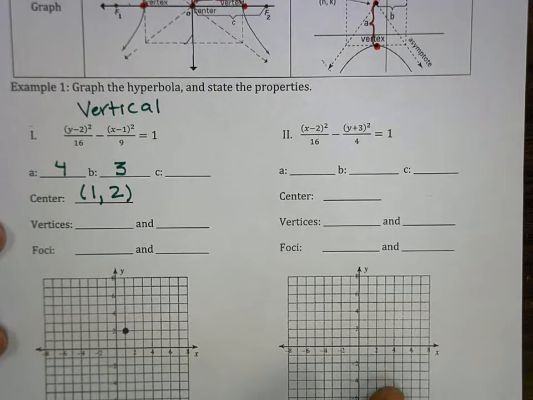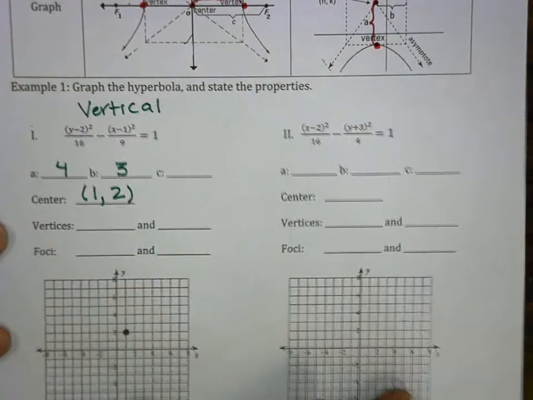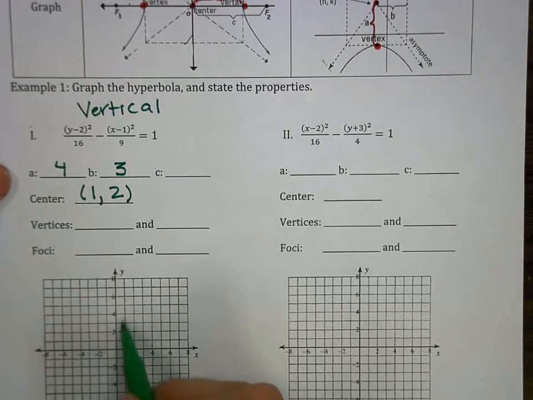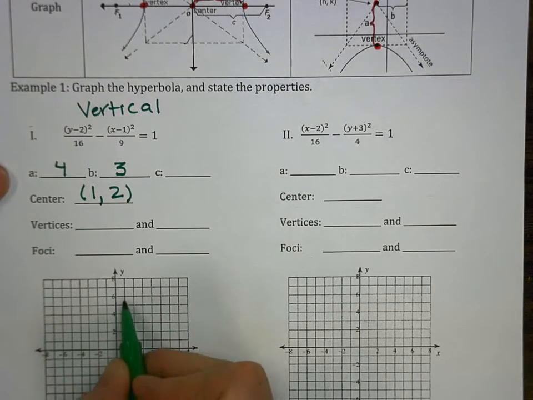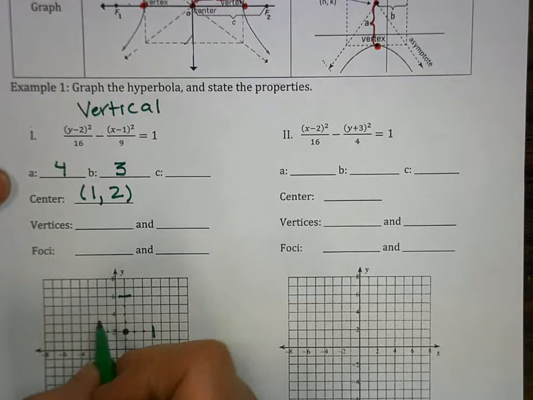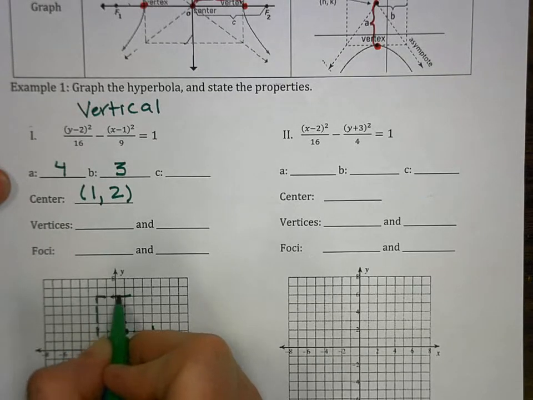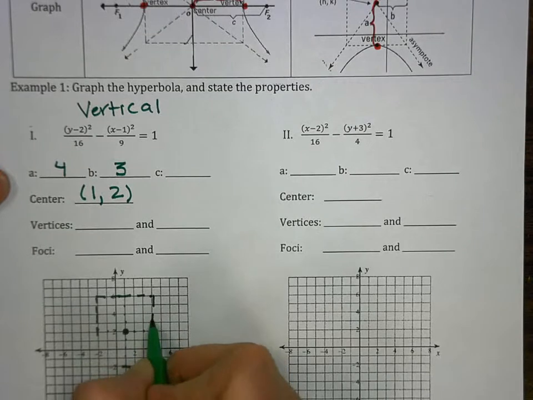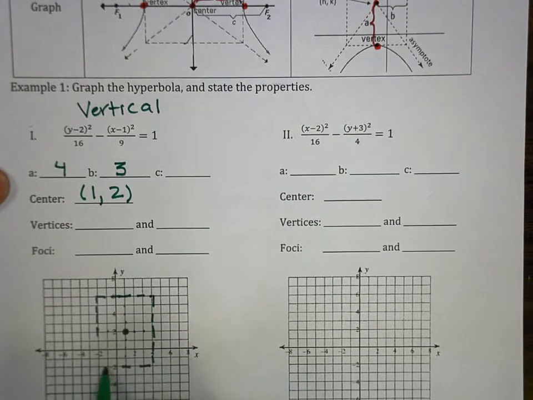Now let's graph it. So if we go down, we have 1, 2, there's our center. With the hyperbolas, the first thing we do is sketch the box that creates the hyperbola. So it's vertical, so we go up and down A, 1, 2, 3, 4, top of the box. Down, 1, 2, 3, 4, bottom of the box. We're going to go to the right, how much? B, 1, 2, 3, and 1, 2, 3. So we have the edges of our box. Let's box it in. So we're going to make a dotted box. This box doesn't really exist, but we use it to graph hyperbolas.